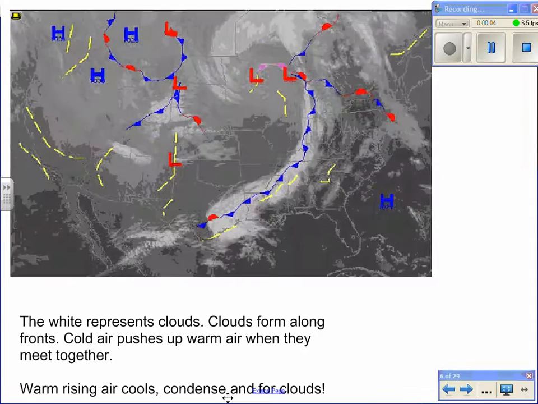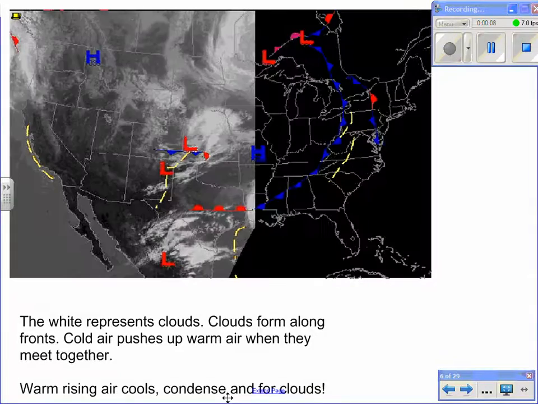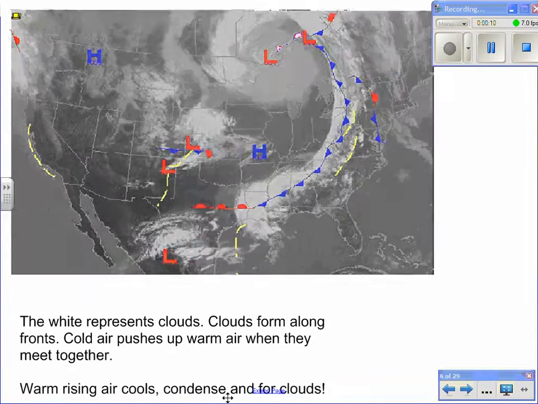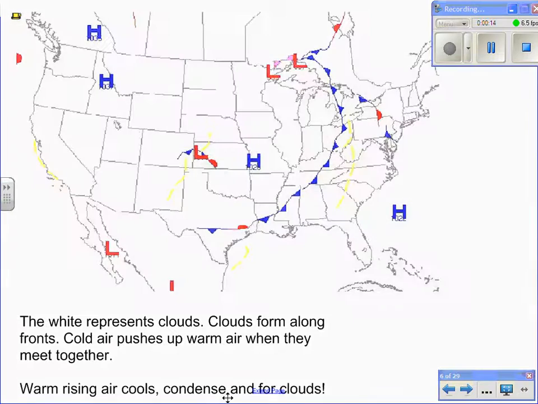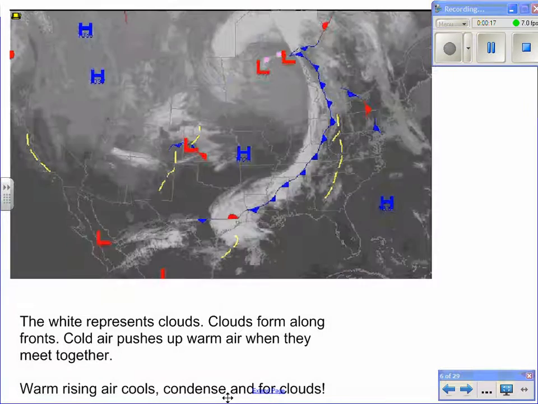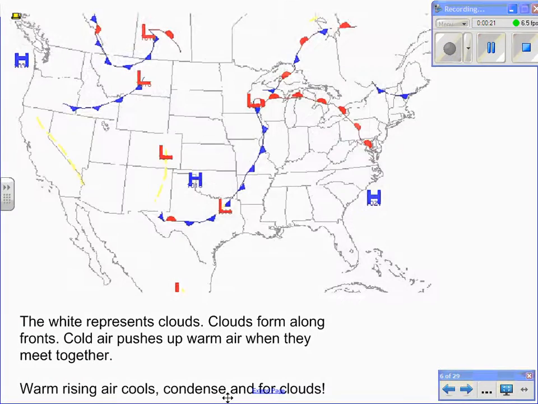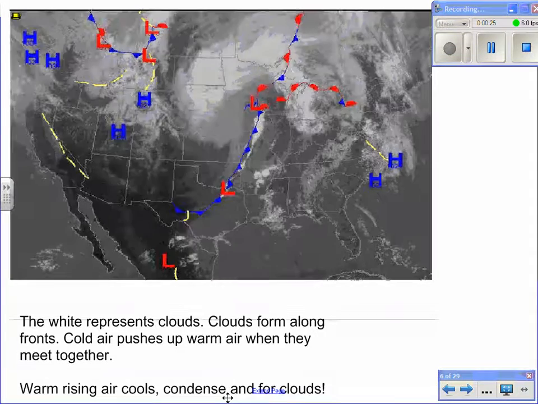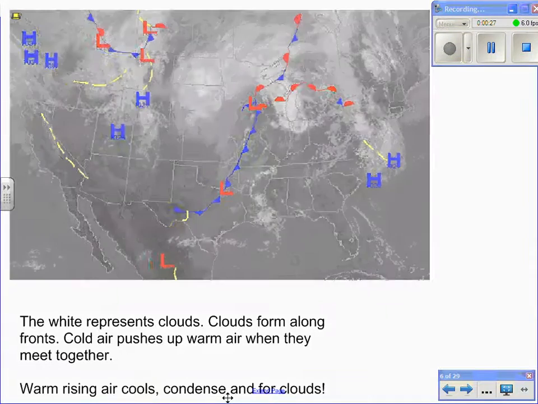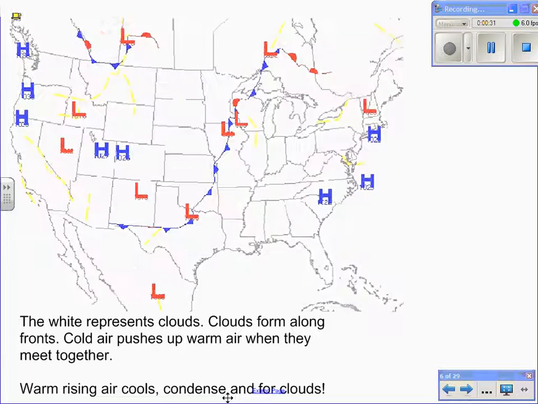So here's a satellite image. Here's a typical satellite image, and what stands out here is our cold front. Now the white represents clouds. Clouds form along fronts. Cold air pushes up warm air when they meet together. And again, anytime you have warm rising air, it cools, condenses, and forms clouds.